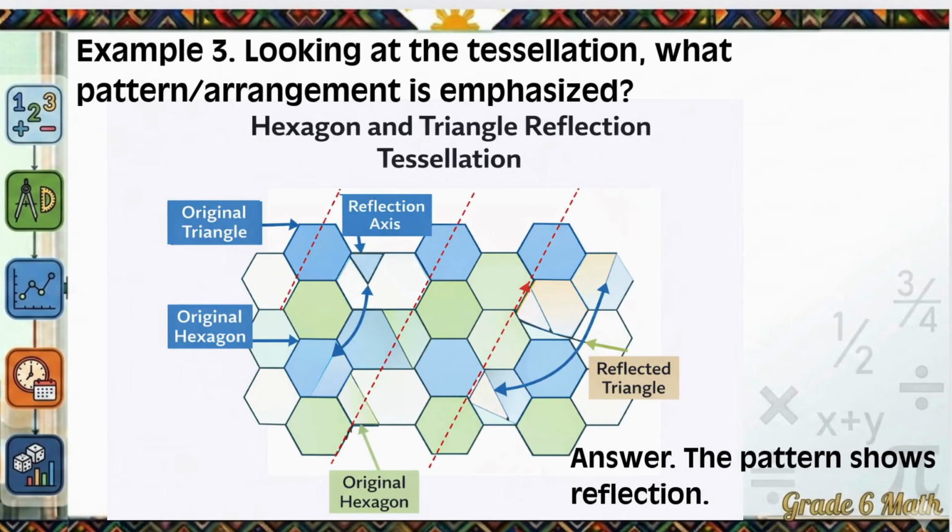Example 3. Looking at the tessellation, what pattern arrangement is emphasized? The light green hexagons are the original shapes. The light blue triangles are reflected shapes. They flip across the red dashed lines, which act as mirrors. The blue arrows show how each triangle moves to its mirror image. The labels help students identify which shapes are originals and which are reflections.